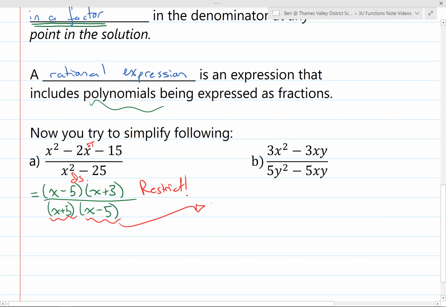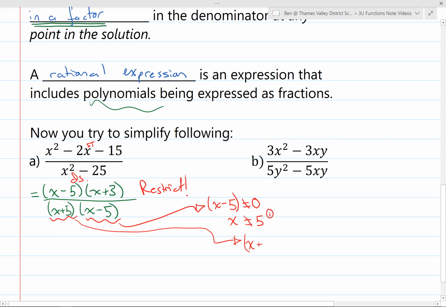Let's look at x minus 5 first, because that's the one I am pointing to. So we know x minus 5 is not allowed to equal 0. We can rearrange this, adding 5 to both sides, so x is not allowed to equal 5. Okay, well, let's look at this next one. We'll call that restriction 1.